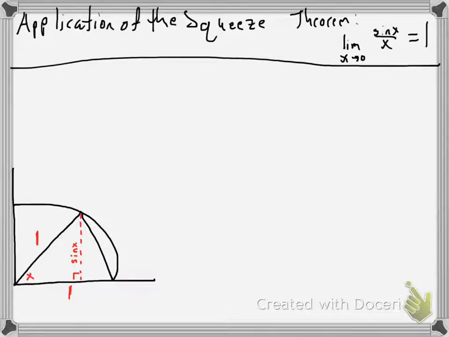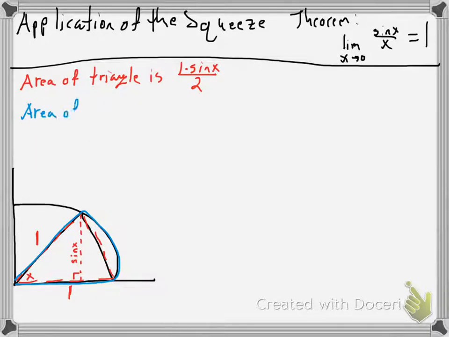And we're going to go ahead and find the area of this red triangle, and that's just going to be 1, which is the base, times sine of x, and we're going to divide that by 2. So just sine x over 2. And then we're going to look at the area of this sector. So if you remember your area of the sector formula, because it's of unit radius, it's just going to be x over 2 is the area of that sector.